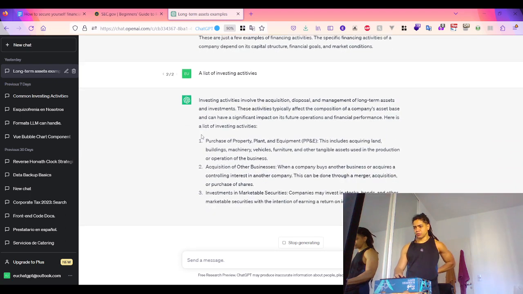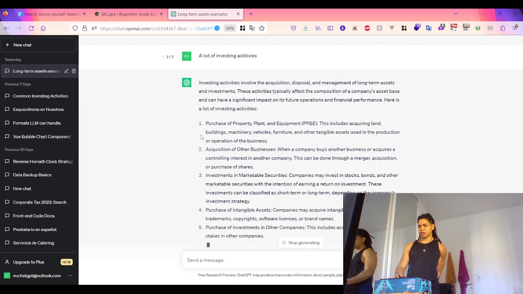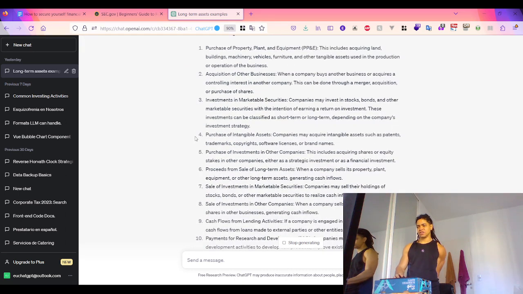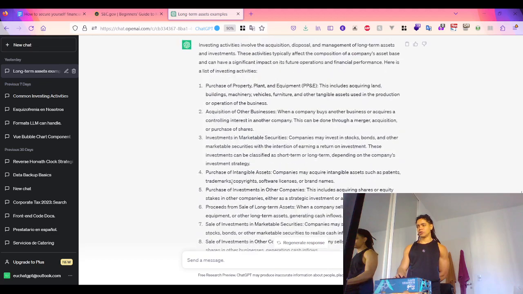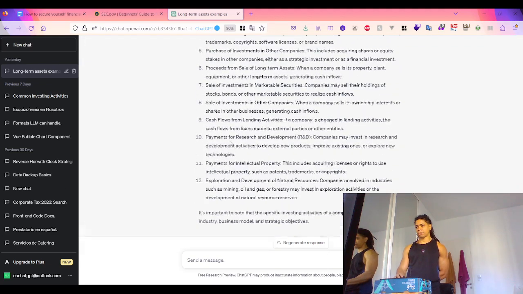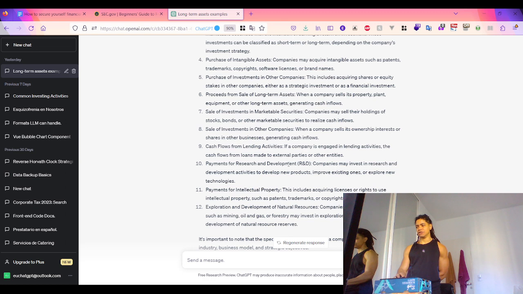So: purchase of property, plant, equipment, acquisition of other businesses, investment in marketable securities, purchase of intangible assets, purchase of or investment in other companies, proceeds from the sale of long-term assets, sale of investments in marketable securities, sale of investments in other companies, and cash flow from lending activities. This is a loan, an investing activity. Payment for research and development.